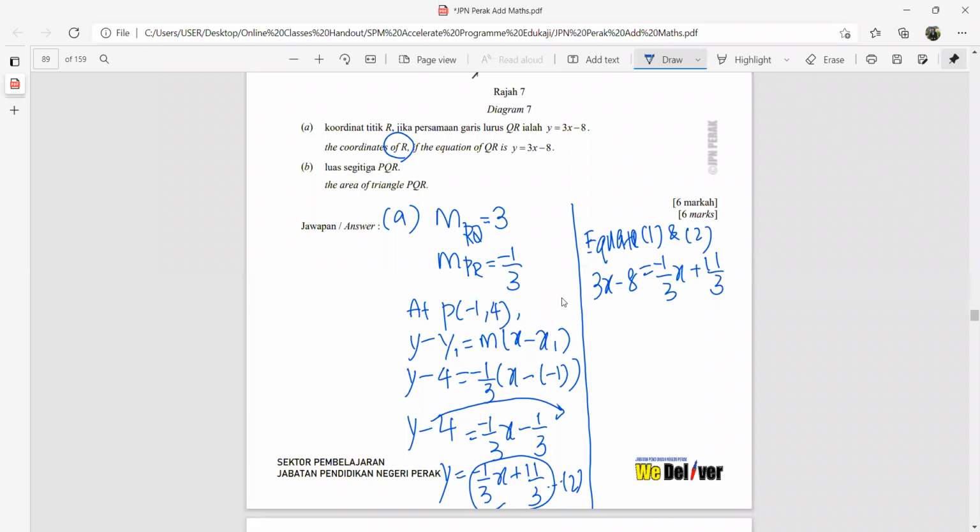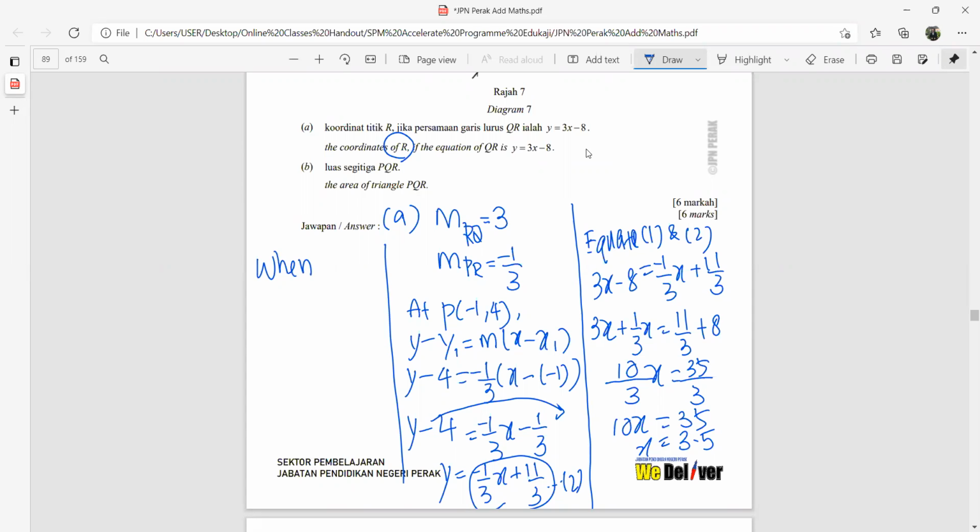Right now, you all need to know how to solve simultaneous equations. So your job is to bring the 1 over 3x to the left hand side, and bring the 8 to the right hand side, right? So you see 3 plus 1 over 3, 10 over 3x. And this one, 8 times 3 is 24, 24 plus 11, 35. So 10x equals 35. x equals 3.5. Correct or not? 3.5. Very good, Enki.